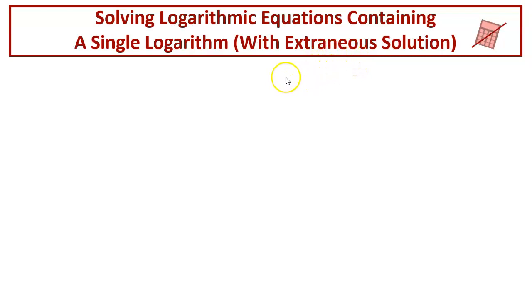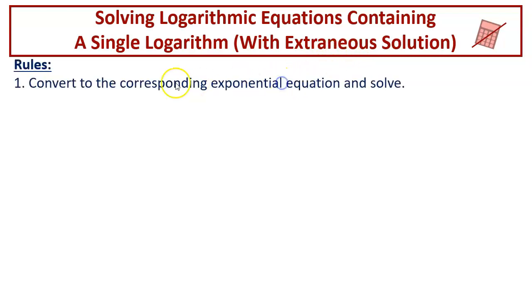First of all, let us look at the rules. There is one single rule set: convert to the corresponding exponential equation and solve. So the given logarithmic equation has to first be converted to an exponential equation, and then we have to solve that exponential equation by making the base the same for both the sides or making the powers the same of both the sides, whichever is suitable. Okay. So we start with the questions.